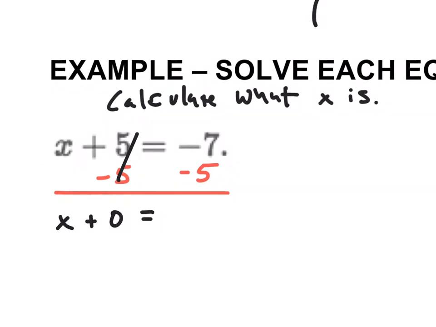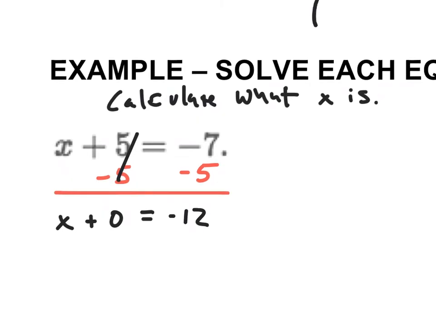Okay, and then I have to do the math over on this side. And I say, okay, what's negative 7 minus 5? If I've got two negative numbers, 7 plus 5 is 12, make it negative, this is just going to give me negative 12.